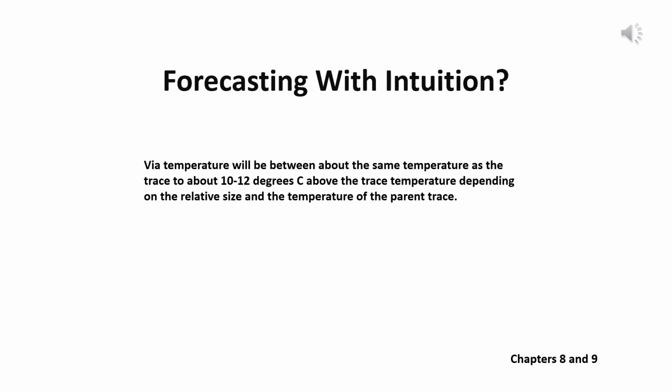Remember when I said that you could forecast with intuition? Well, we can guess that via temperatures will be between about the same temperature as the parent trace to about 10 to 12 degrees above the parent trace, depending on the relative size and temperature of that parent trace.